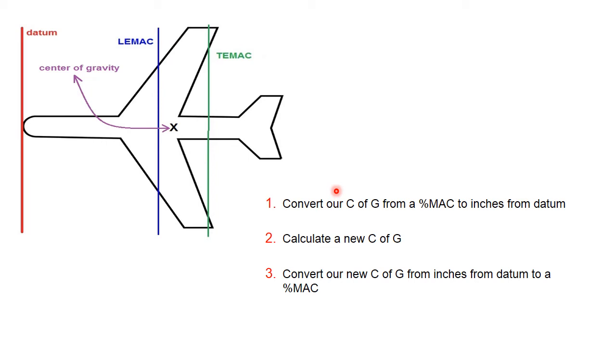After an aircraft has uploaded or unloaded cargo, passengers, or fuel, the new center of gravity must be determined. If the center of gravity is given as a percent of MAC, determining the new center of gravity is a three-step process. In the first step, convert our center of gravity from a percent of MAC to inches from datum. In the second step, calculate a new center of gravity, and then in the third step, convert our new center of gravity from inches from datum to a percent of MAC.